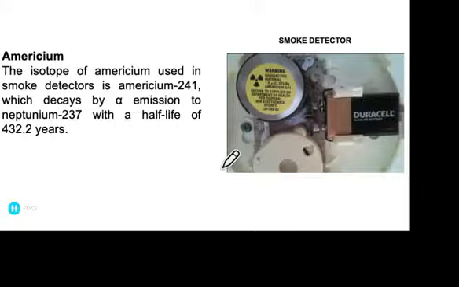So we have these that will check. There's a radioactive element called americium, which was firstly discovered in America. That's why it got that name. 241. It decays by emission to neptunium-237 with a half-life of 432.2 years.